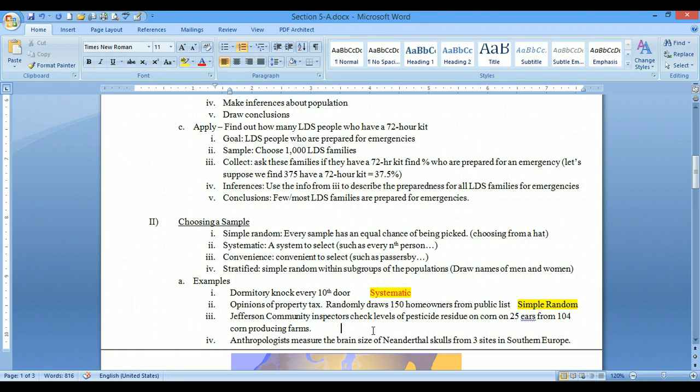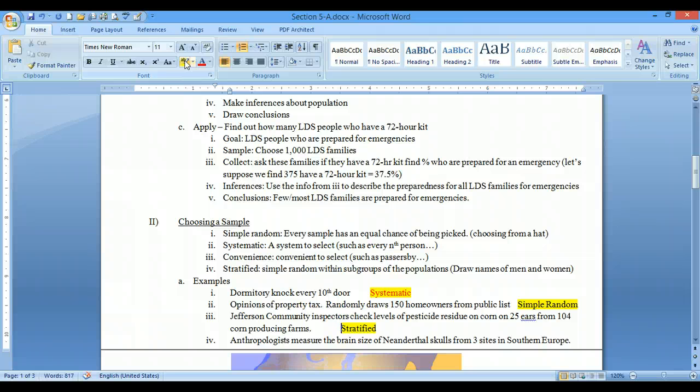Number 3, Jefferson County inspectors check levels of pesticide residue on corn from 25 ears from 104 corn-producing farms. So I have 104 corn-producing farms and 25 ears from each. This one is stratified. I have divided up my population into subgroups, which will be the farms, and then within that, 25 random ears of corn.